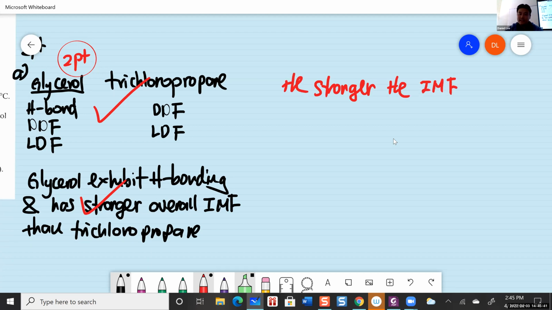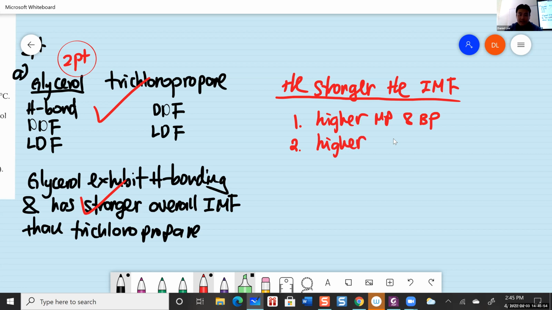What are the 6 or 5 consequences? Number 1, the higher the melting boiling point, right? So that's what we're using. So we're repeating this. You've seen it so many times. And also higher the heat of fusion, the energy needed to melt, because melting is breaking intermolecular force. Heat of vaporization, the energy needed to vaporize, because to vaporize, you also have to break intermolecular force.